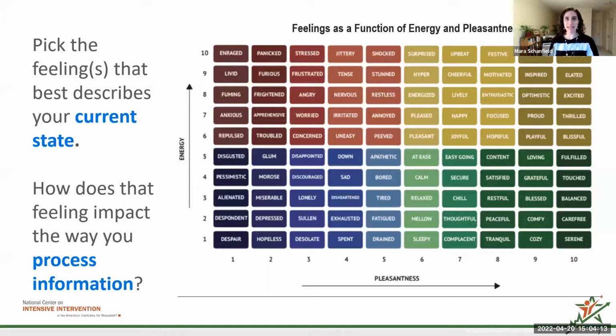I want you to take a moment just to close your eyes on your own and consider what feelings you're having in your body right now. What is your current state? How much energy do you have? How pleasant or unpleasant does your body feel? Right now, I'm feeling grateful. I'm really excited to be here and happy to have a chance to share some knowledge and learn from you as well. I invite you to think also about the way in which how you're feeling impacts your ability to process information.